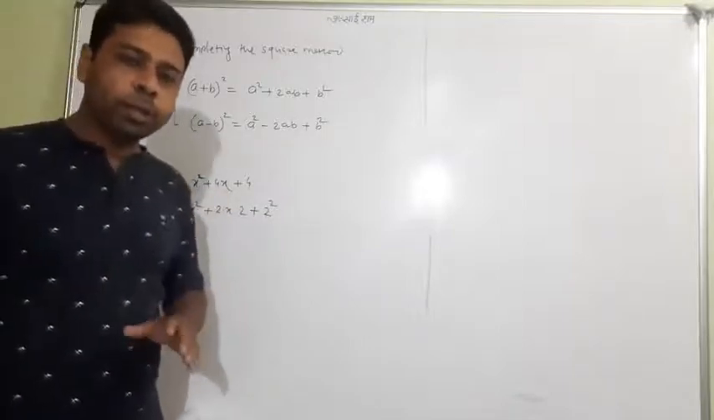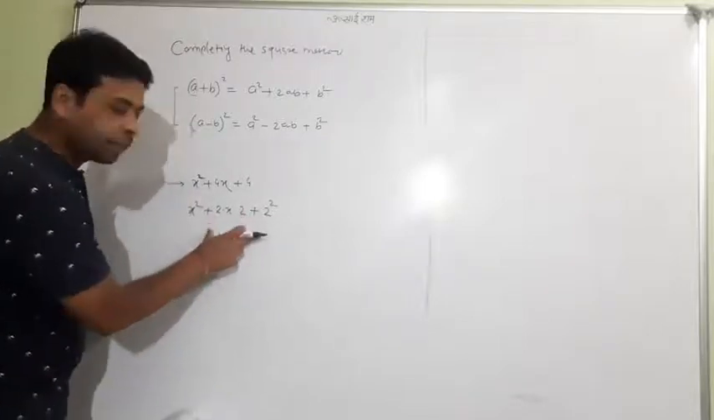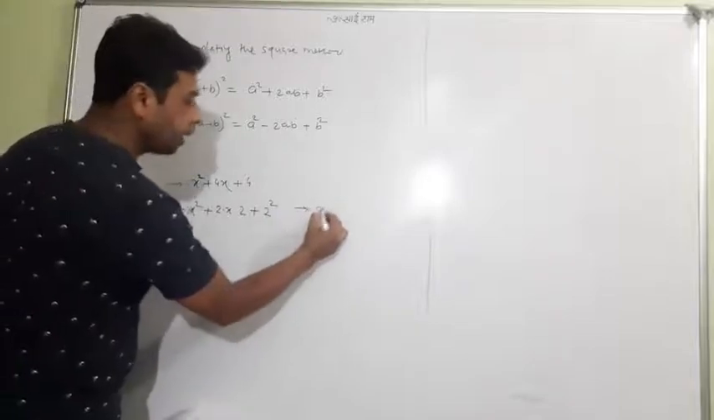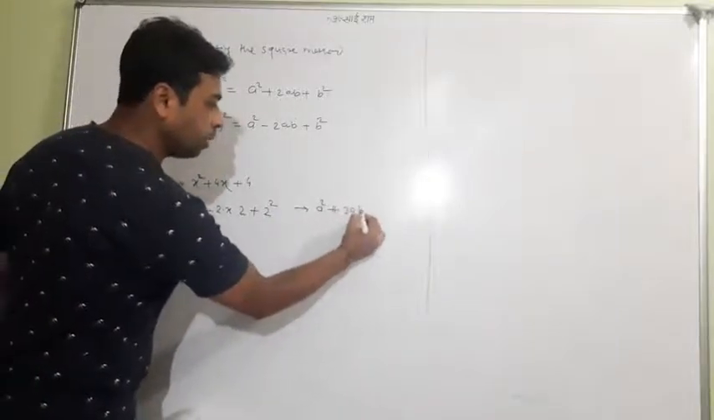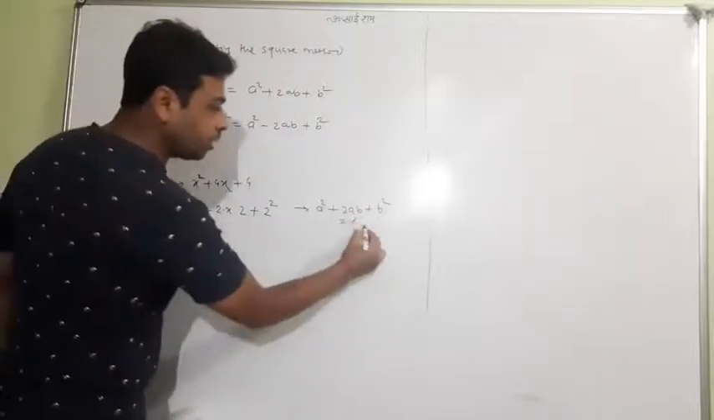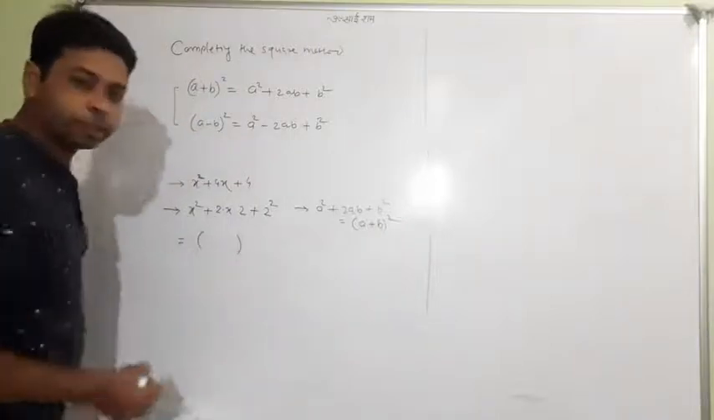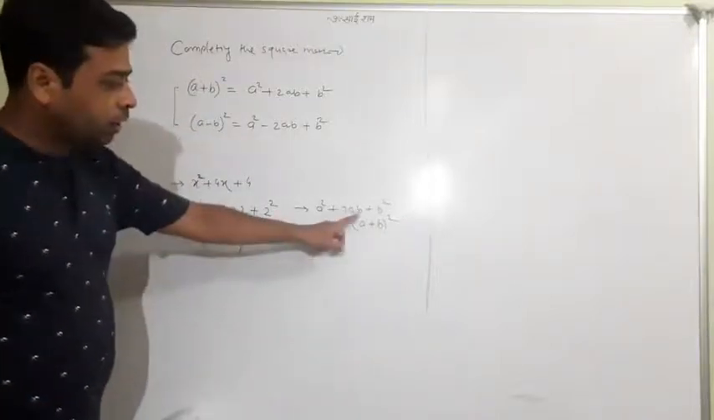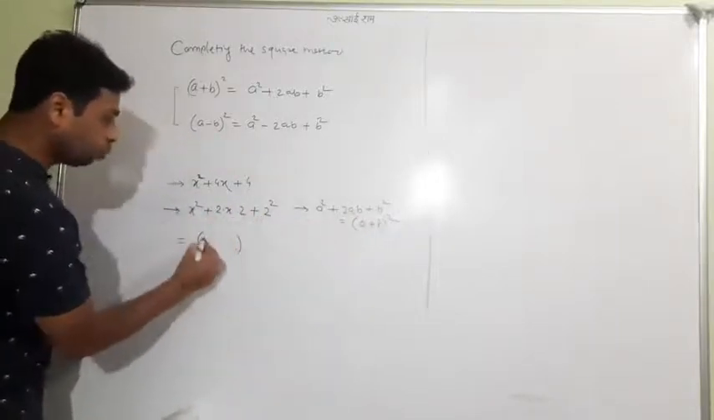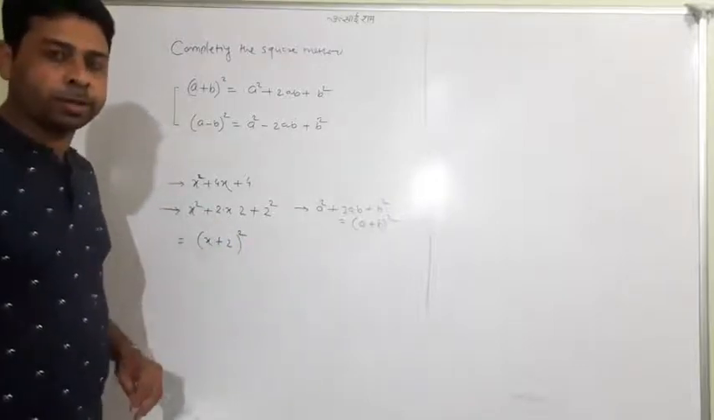What I want to tell you is that this particular polynomial can be written like this, and it is none other than the formula a square plus 2ab plus b square. So when it is written as (a + b) whole square, what is its actual answer? It can be written as (x + 2) whole square. So this is the completing the square method.